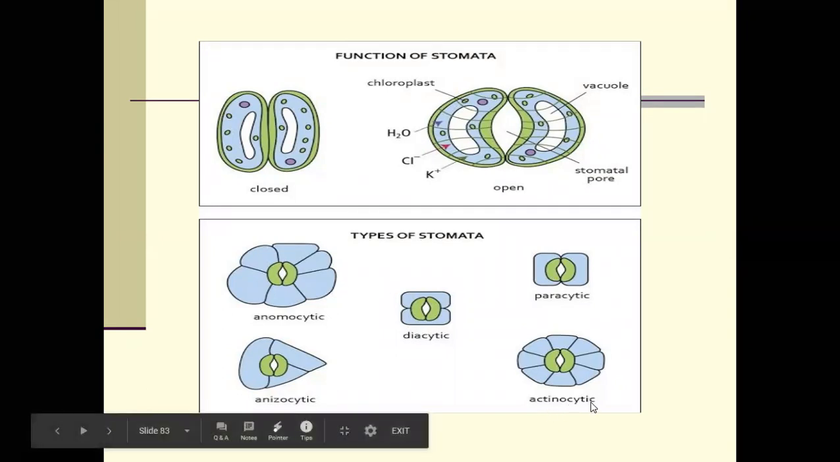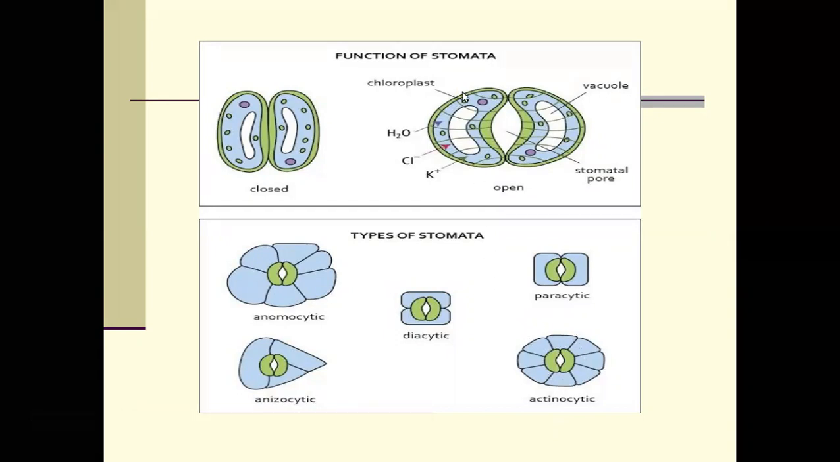And actinocytic stomata. Actinocytic stomata means around these 2 guard cells, actino means 8. 8 subsidiary cells are present. They are arranged around the 2 guard cells. These are the stomatal complex types in the dicotyledons.